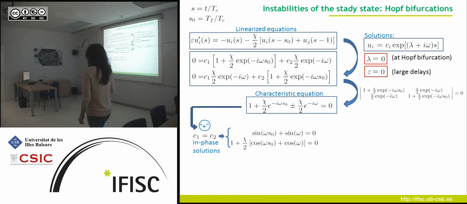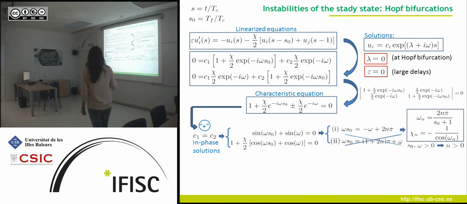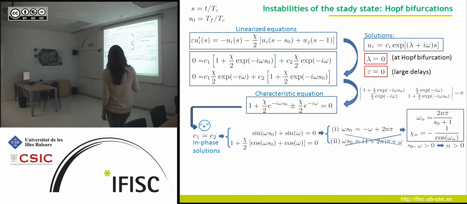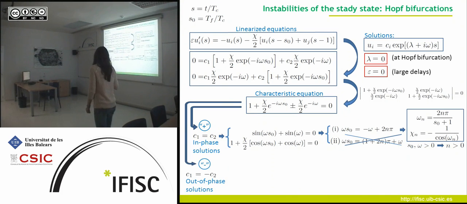From the real and imaginary part of this characteristic equation, we obtain these two equations. And from the first one, there are two possible cases, but only the first case leads to physical solutions if one takes into account the second equation. And then it follows that the frequencies are given by this, and that the bifurcation parameter is related to the frequency through this expression. Second, if we consider the negative sign, we obtain that C1 is equal to minus C2.